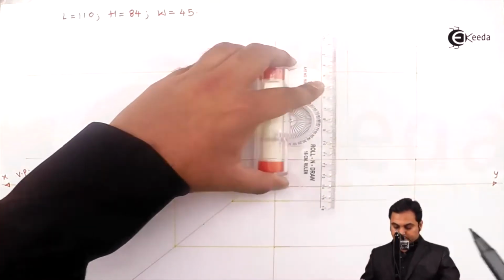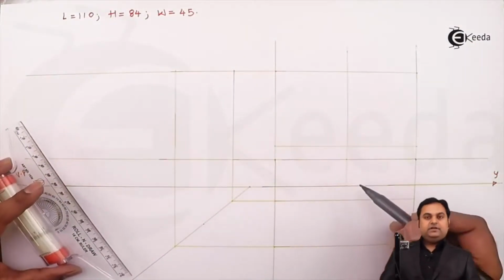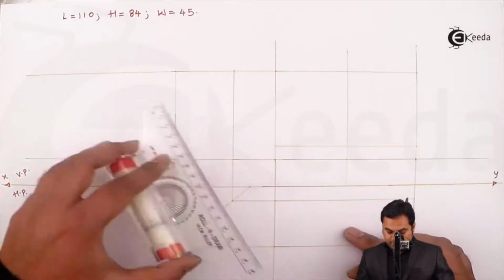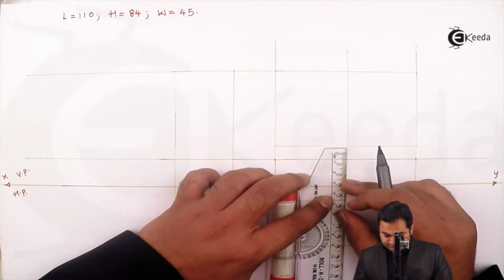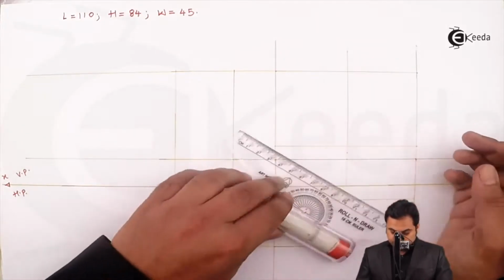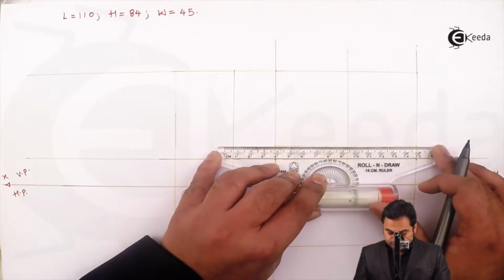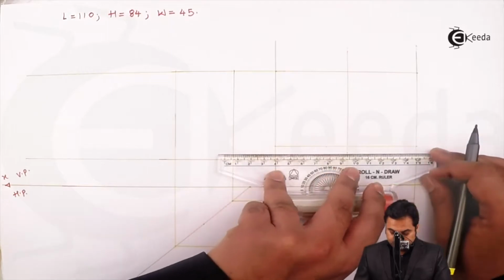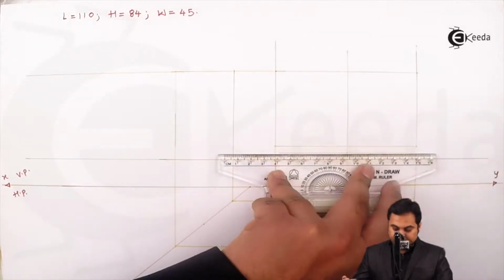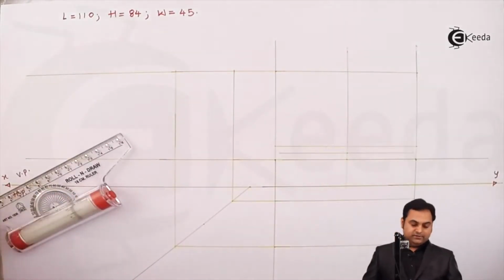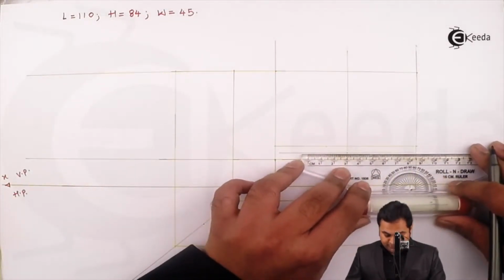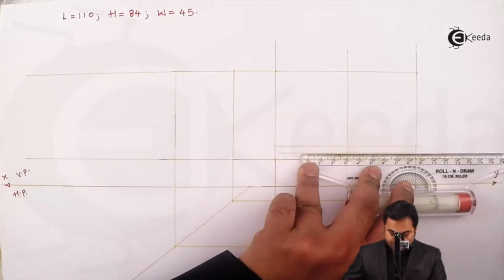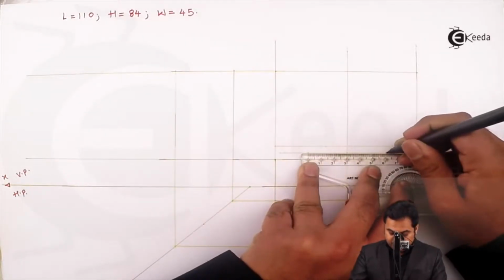Drawing a light vertical line. Since the cut is of 6 mm height, from this base point I am marking 6 mm. Drawing a light horizontal line. Then the length is 60, so I'll mark 30 mm on one side, 30 mm on the other side.